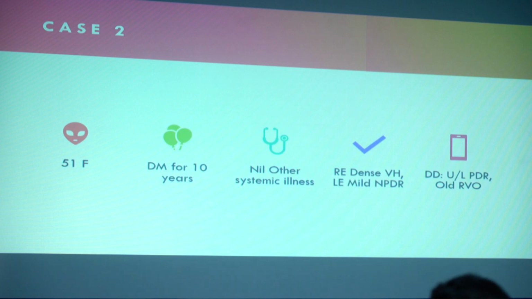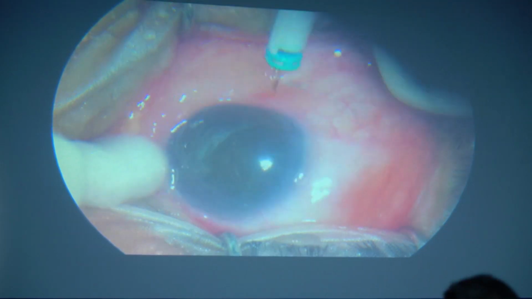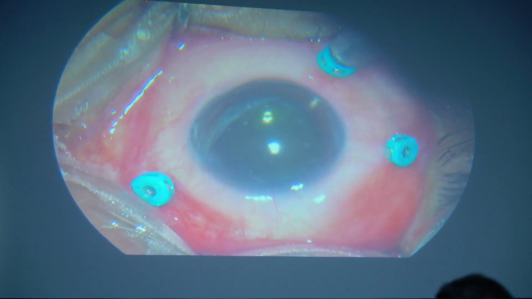Case 2 is a 51-year-old male, diabetic since 10 years, nil other systemic history, right eye dense VH, left eye mild NPDR. Differentials were again unilateral PDR, old RVO. So we went with the surgery. We saw a very altered hemorrhage, very dense vitreous hemorrhage. But in the periphery, I could see the retina was on and everything was settled. We could not see any evidence.